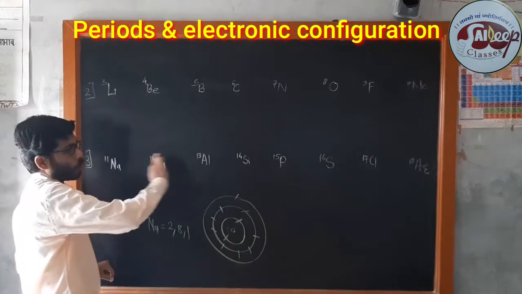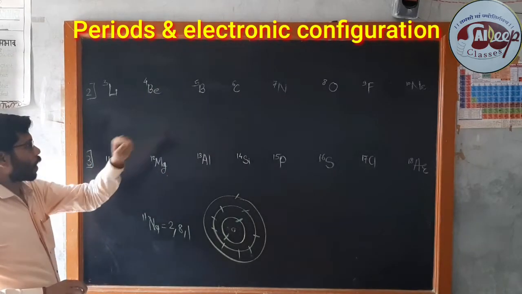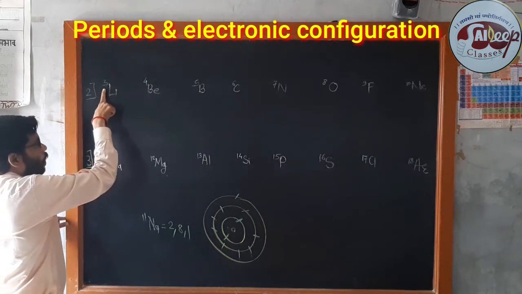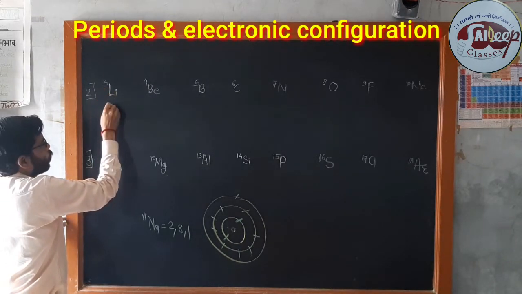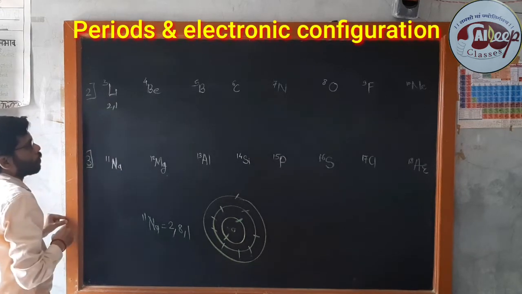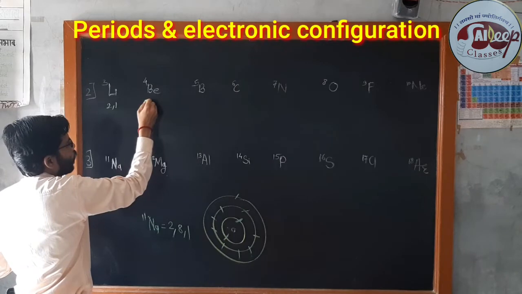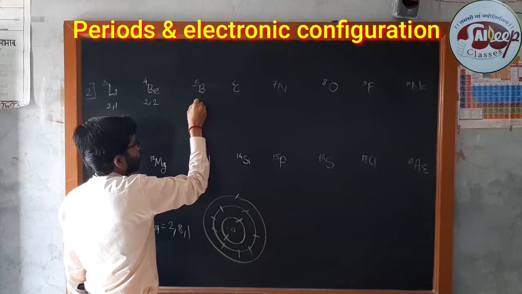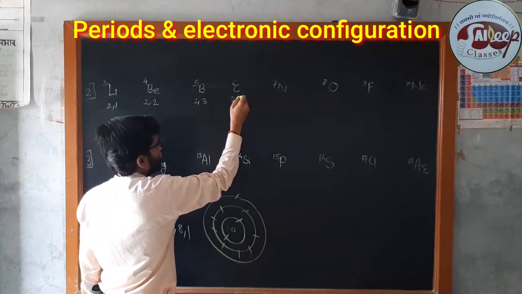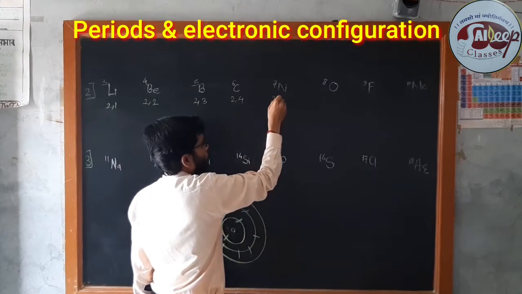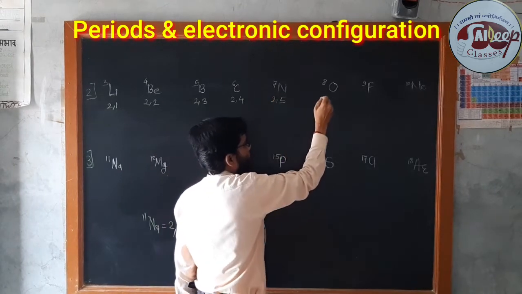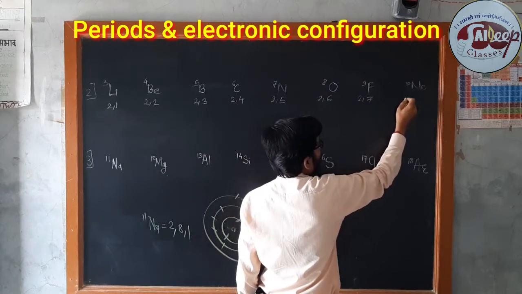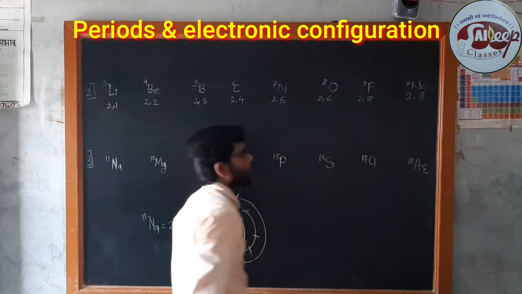Now we write all the electronic configurations of the second period and third period. First we write the second period. The atomic number of lithium is 3. That means 2, 1. Beryllium 2, 2. Boron 2, 3. Carbon 2, 4. Nitrogen 2, 5. Oxygen 2, 6. Fluorine 2, 7 and neon 2, 8.